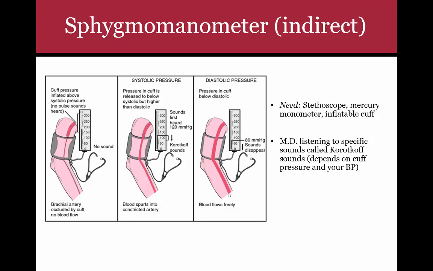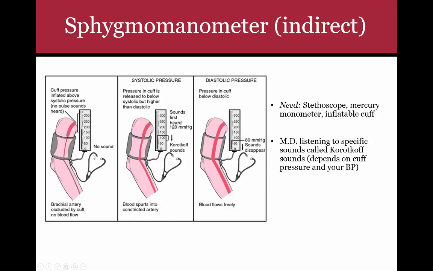So the most common way is to indirectly measure the blood pressure. So you don't actually have a tube interfacing with the blood per se. We have this cuff and manometer-like setup here. So what you need is what's called a stethoscope. That's so you can hear some of the sounds coming from the blood vessel. You need a mercury manometer and an inflatable cuff. And so the way it works is like this.